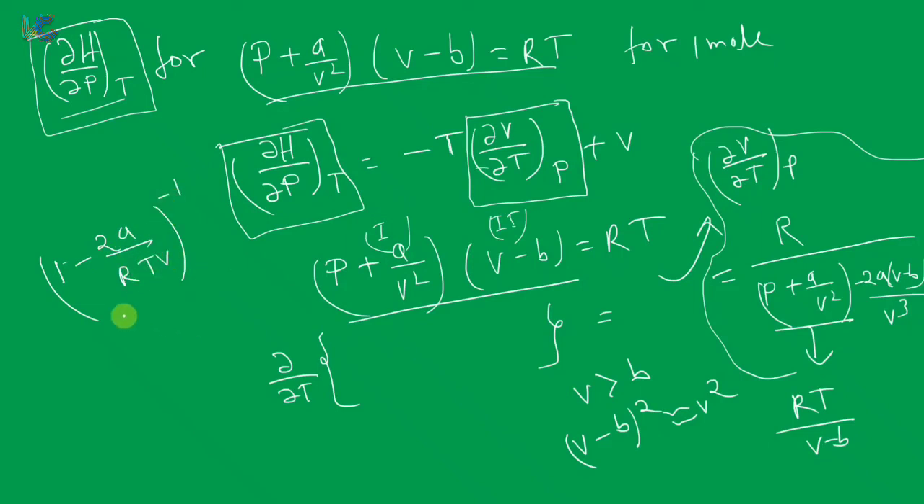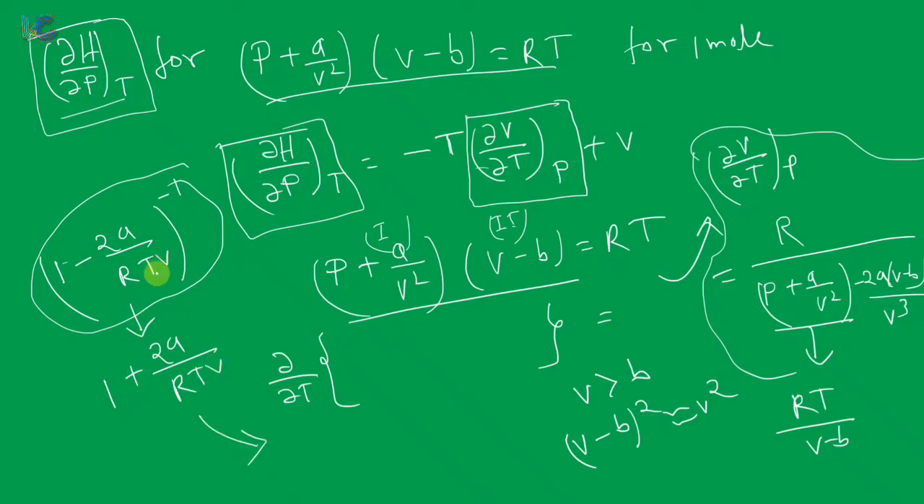Now what you have to do, you have to do the binomial expansion till one term. If you do the binomial expansion to one term, then instead of this term, you can write 1 plus 2a by rtv. So if you do the binomial expansion of 1 minus 2a by rtv to the power minus 1 till one term, then you will get 1 plus 2a by rtv.